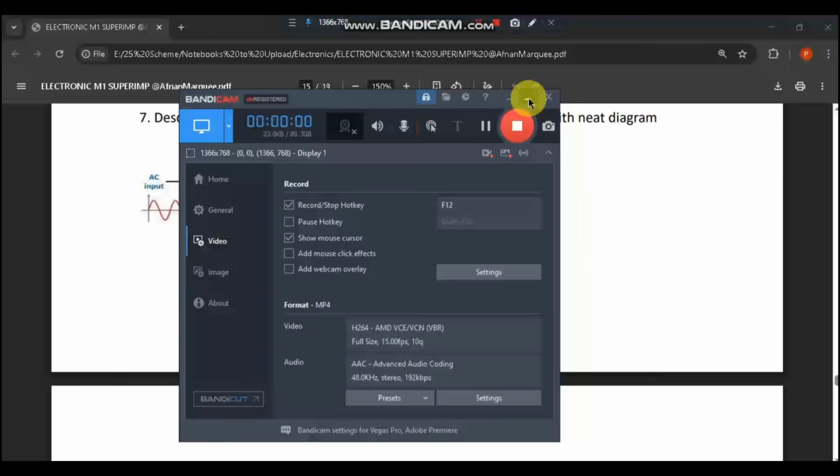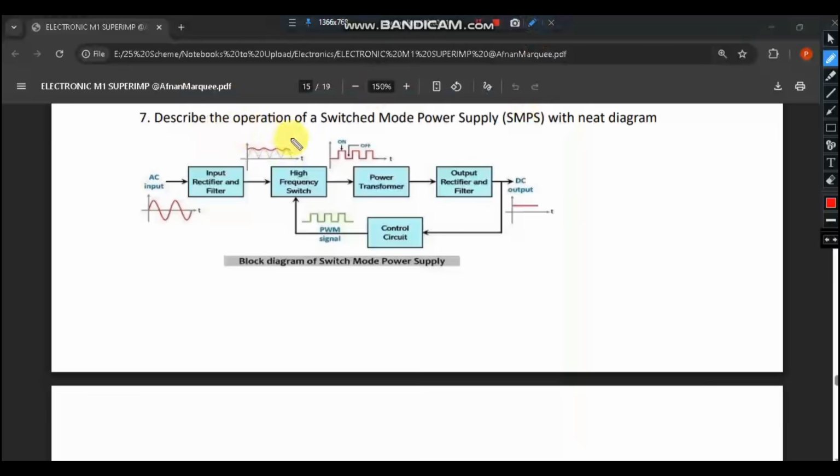The next question is: describe the operation of a switched mode power supply, SMPS, with a neat diagram. This is the block diagram. The input will come from here and get rectified and filtered. Then high frequency switching will happen. There will be a power transformer, then an output rectifier and filter, and the DC output will be the output. This is the alternating current input and this is the output. The output will go to the control circuit, which converts it to a PWM signal, and the process will repeat. So basically it's that.